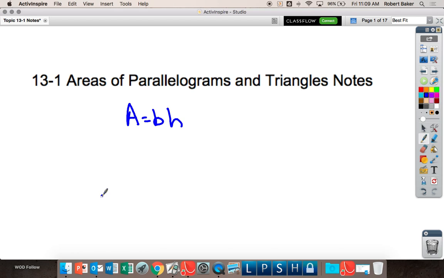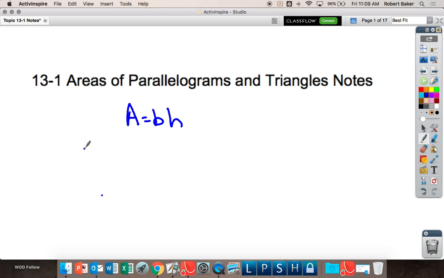The area of a parallelogram is base times height. The tough part about parallelograms is that they encompass several different shapes: a rectangle, a rhombus, and a square. All of those shapes are parallelograms.